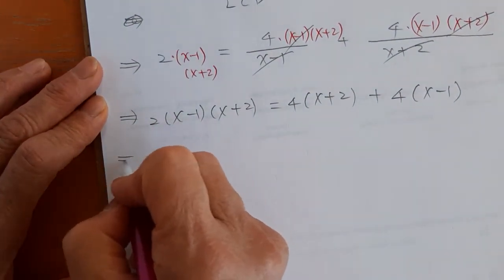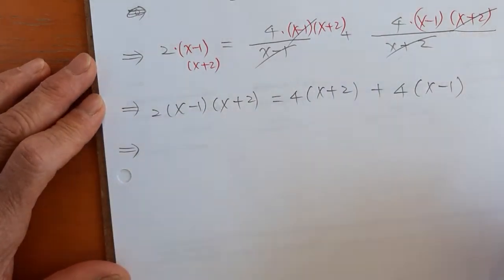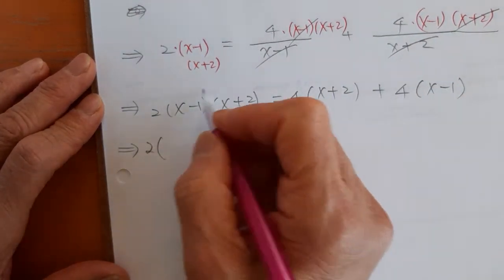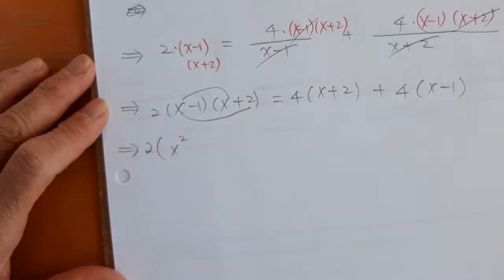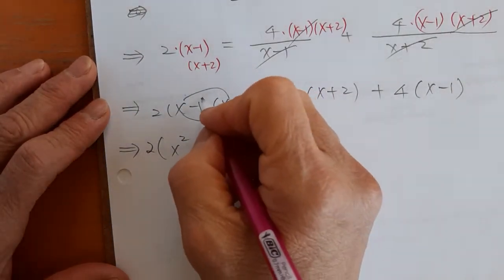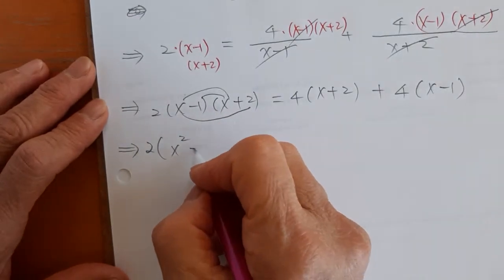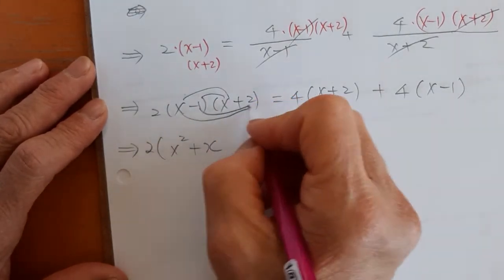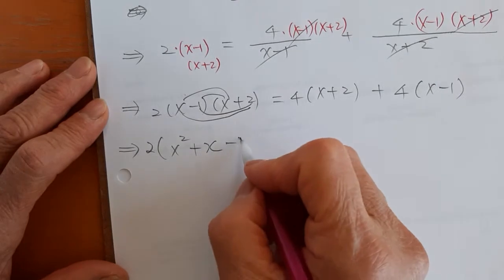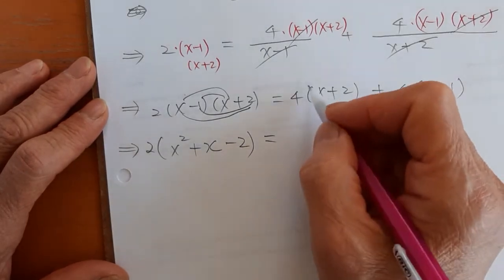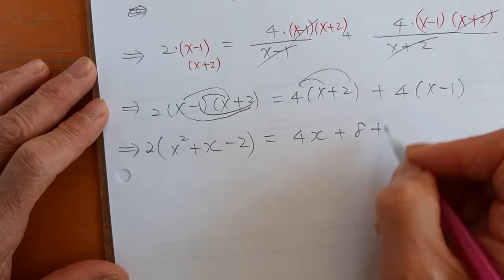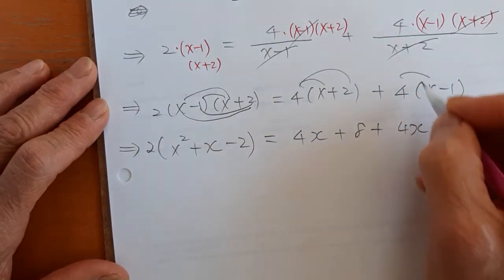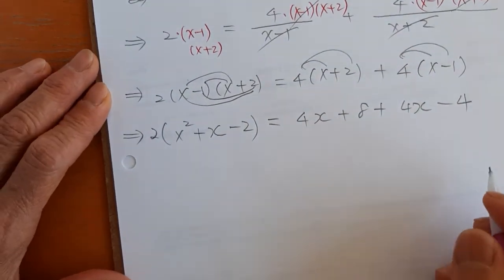Then multiply out, remove the parentheses. Use FOIL. x times x is x squared. Outer term product, 2x. Inner term product, negative x. Combined is a positive x. Last term product, negative 2 times 2 is minus 4. So 2x squared, plus 2x minus 4, equals 4x.